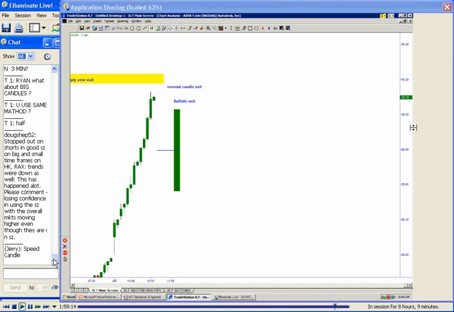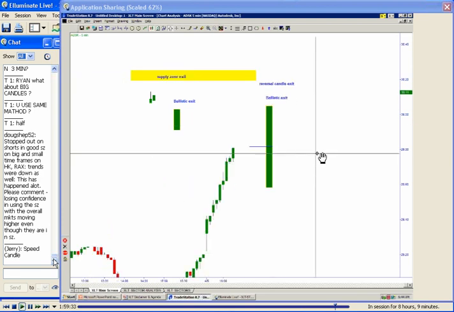Doug, go ahead with your question. Doug says: stopped out on shorts in a good supply zone on big and small time frames. On HK and racks, trends were down as well. This has happened a lot. Please comment. Losing confidence in using the supply zone with overall markets moving higher, even though they are in a supply zone. Doug, that is a great comment, great question.